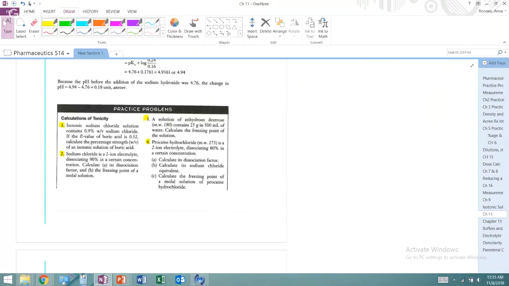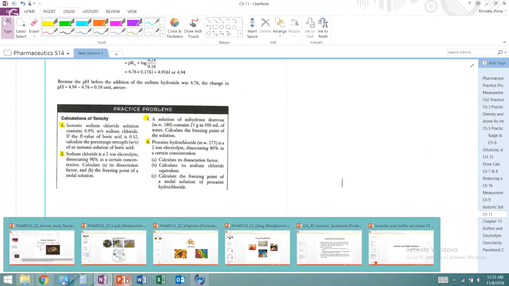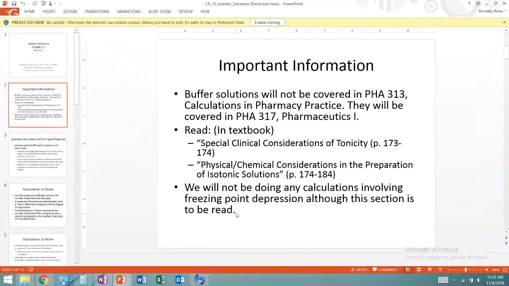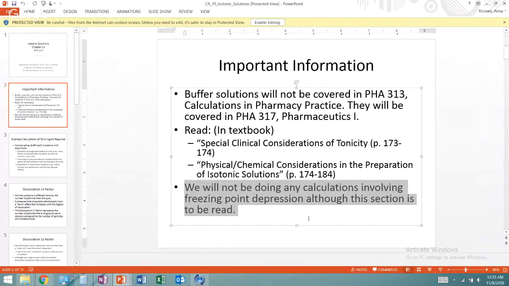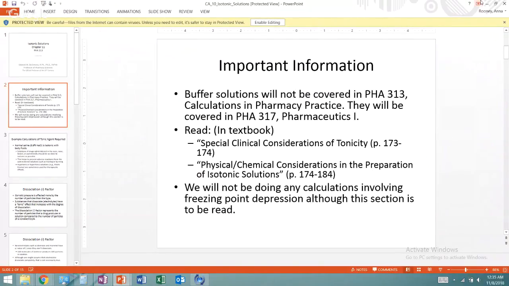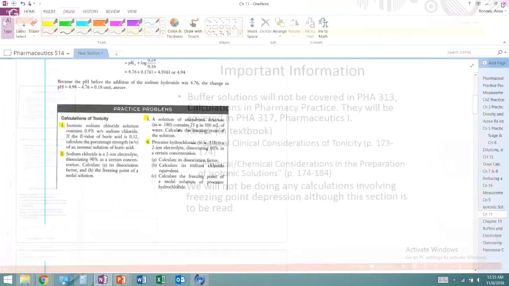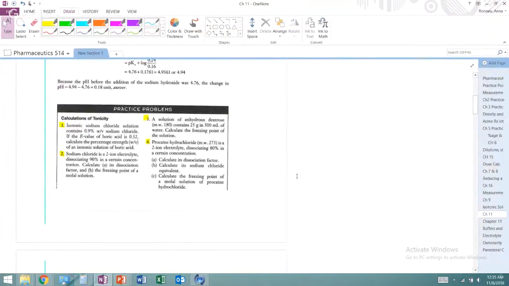So first I got to make sure I have my calculator up. Okay. One of the ironic things is I was looking at my old notes, and it says, we will not be doing any calculations involving freezing point depression, although you should read it. So you needed to understand it, but not do anything. For me, personally, I've never had to do any of these problems. I think we just skipped over chapter 11. So this is my first time doing all these problems.